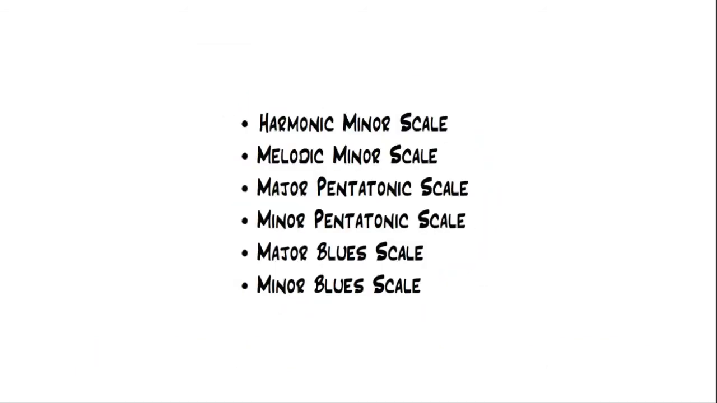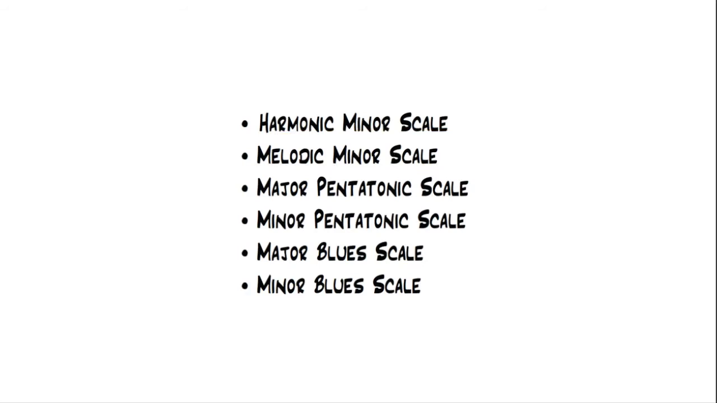There's other scales that are really common in Western music, which are your major pentatonic scale, your minor pentatonic scale, your major blues scale, and your minor blues scale. But those actually just come out of the major scale or the natural minor scale, which I'll explain in a second. And then you have two other scales which are common but not as common, which are your harmonic minor scale and your melodic minor scale.